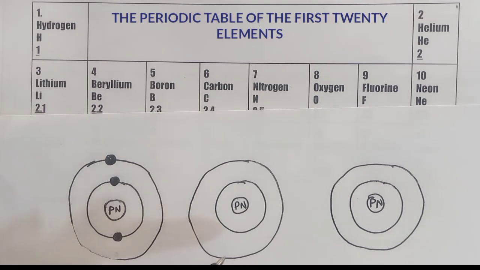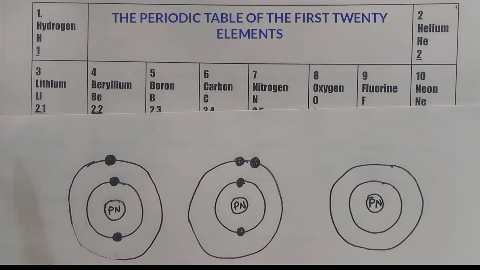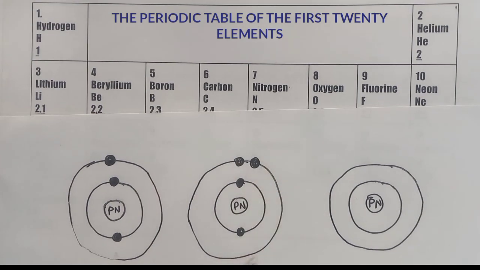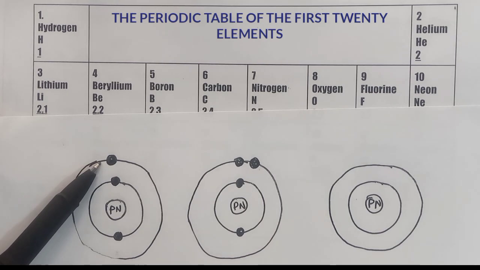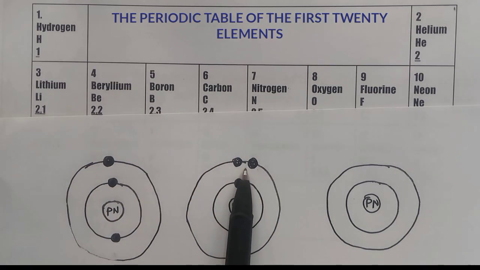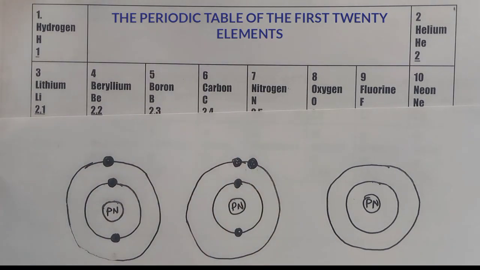So if we do the same thing for beryllium, we will have something like this. So the outermost electron is 2. The total number of electrons at the outermost shell here is 2. So this one represents the valence electron of lithium. This represents the valence electron of beryllium.